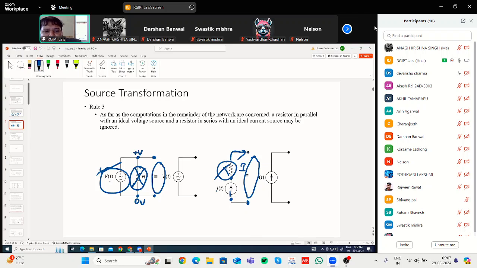So equivalently, if such a connection is there, that is a voltage source in parallel with resistance, you can consider this as a single voltage source. You can neglect the resistance. Similarly, if there is a current source and there is resistance in series with it, you can consider it as a single current source. You can neglect the resistance.